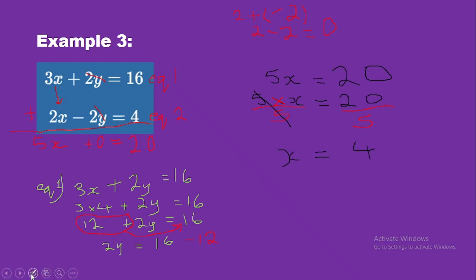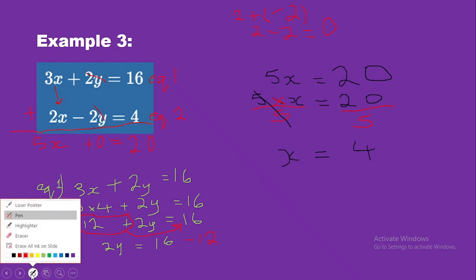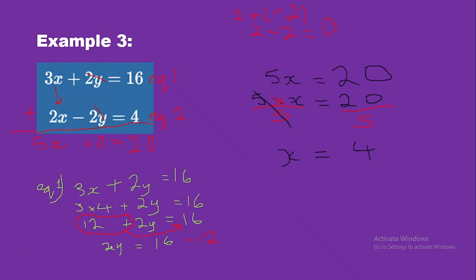So 16 minus 12, that's going to be equal to 4. So I'm going to have, in the end, 2y equal to 4. So 2y is equal to 4.